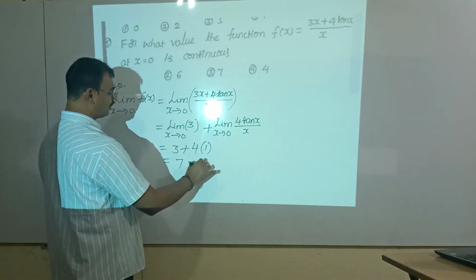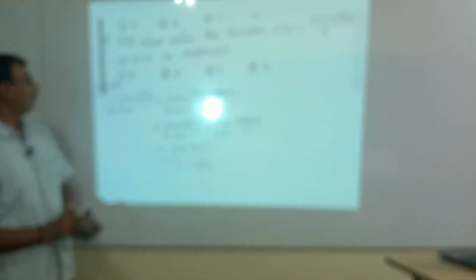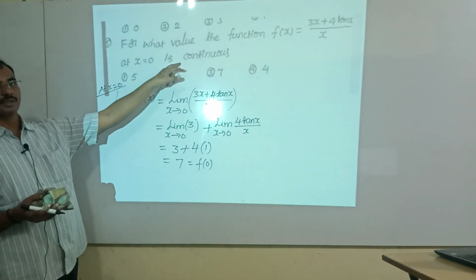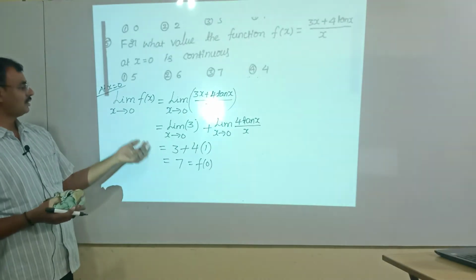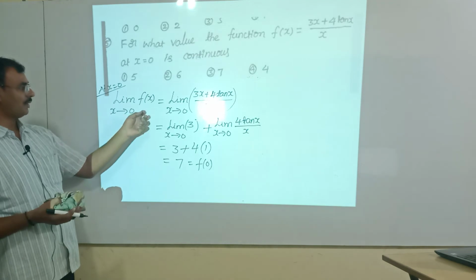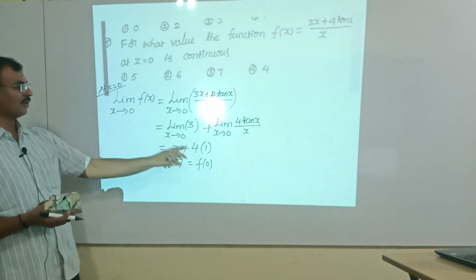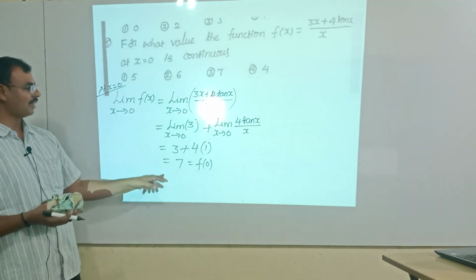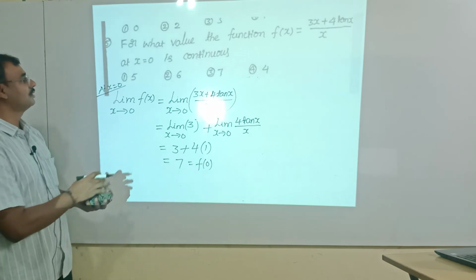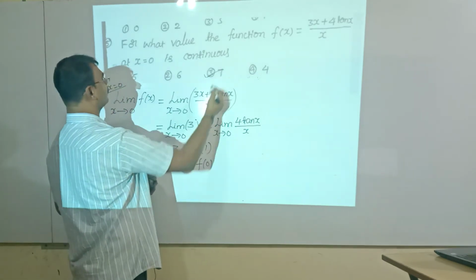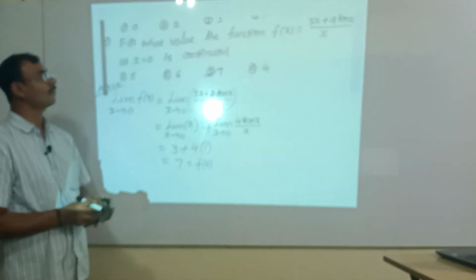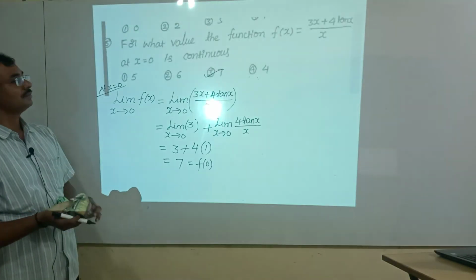This is nothing but f of 0. Why? Because it is continuous. When it is continuous, the limit of f of x as x approaches a equals f of a. So asking what is the f of 0 value? f of 0 is 7. Are you okay with this one?